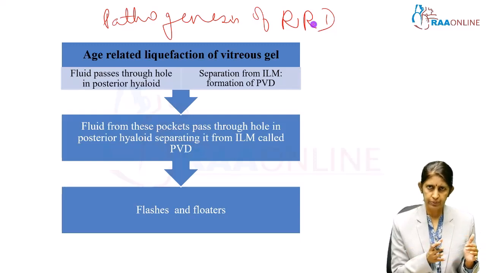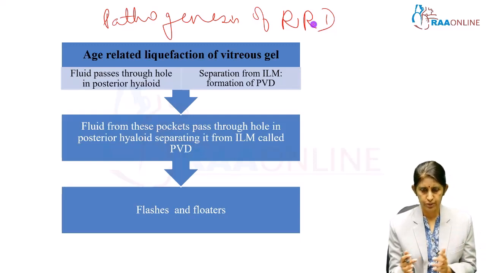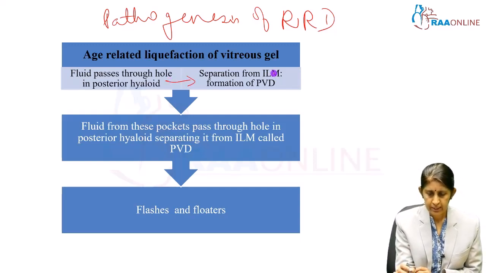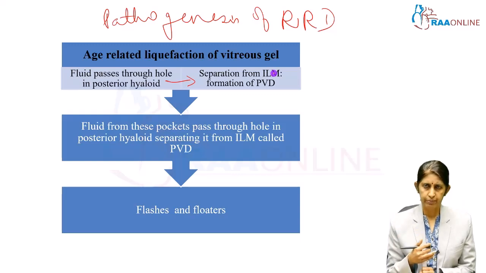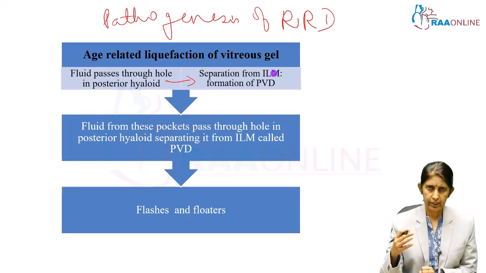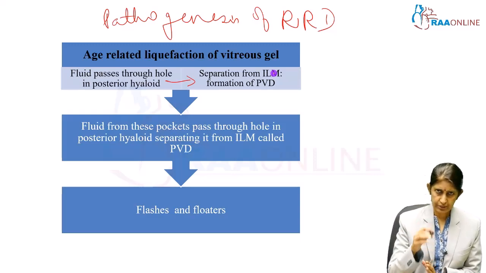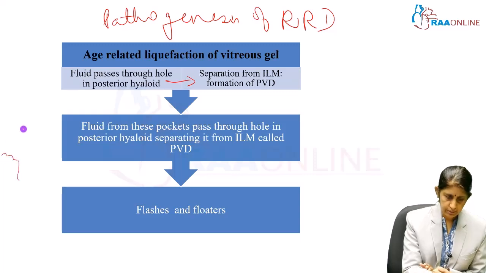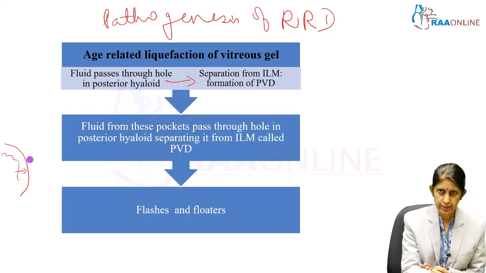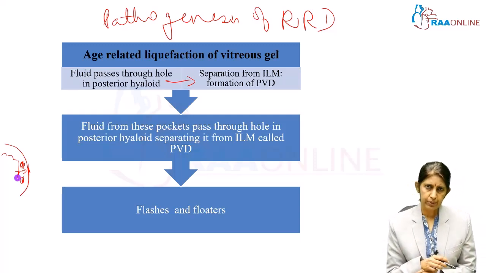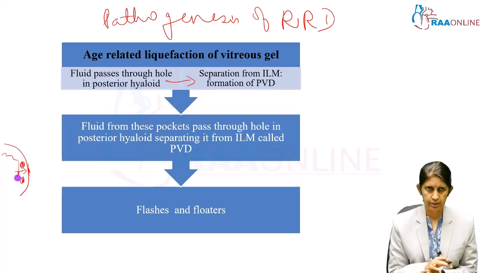to pass through from the vitreous cavity, and when this vitreous fluid passes through, it can cause a separation of the internal limiting membrane from the posterior vitreous. So, the first step is, if this is the retina and this is the vitreous, it is passing from the vitreous into this space. So, it is detaching the posterior vitreous from the internal limiting membrane. This is creating a potential space. So, this fluid from these pockets will pass through a hole in the posterior hyaloid, separating it from the ILM, and it is called a posterior vitreous detachment. This process results in a posterior vitreous detachment.